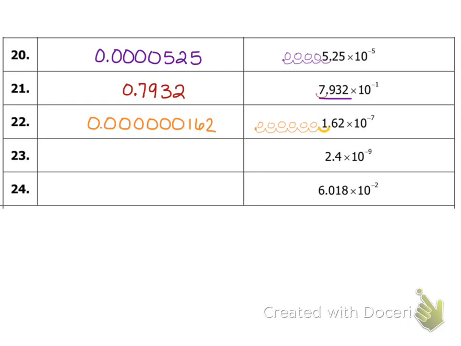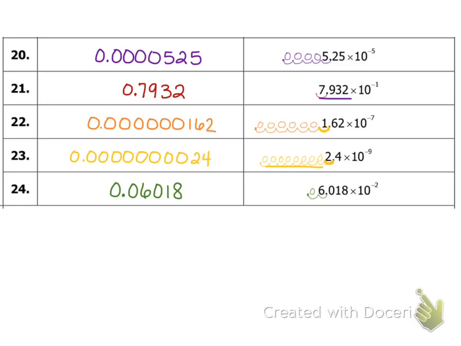Number 23, it says we have to move the decimal point 9 places to the left, which means we'll need to fill in 8 zeros there. And so we get 24 ten billionths. And number 24, we need to move the decimal point just twice. And so we get 6,018 hundred thousandths.